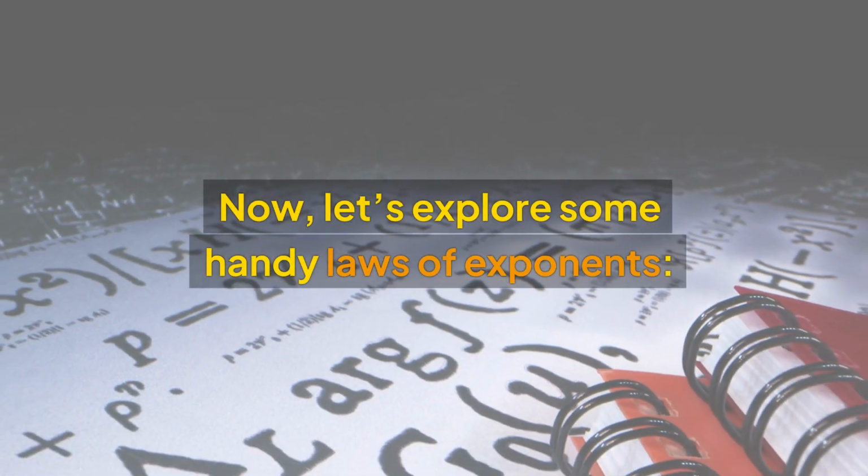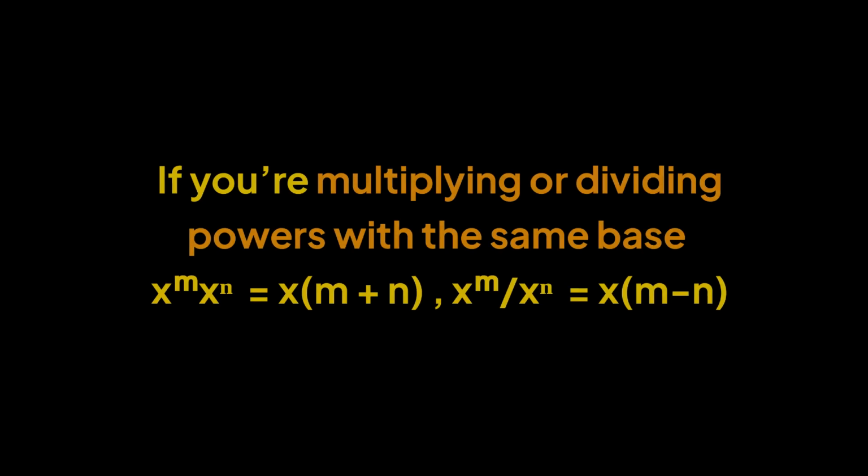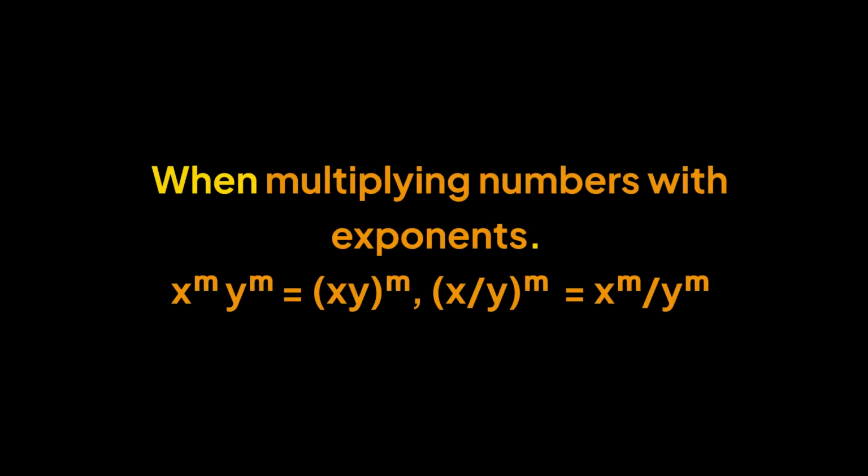Now, let's explore some handy laws of exponents. If you're multiplying or dividing powers with the same base, x raised to power m into x raised to power n equals x raised to m plus n. X raised to power m divided by x raised to power n equals x raised to m minus n. When multiplying numbers with exponents, x raised to power m into y raised to power m equals x into y, the whole raised to power m. X by y raised to power m equals x raised to power m divided by y raised to power m.